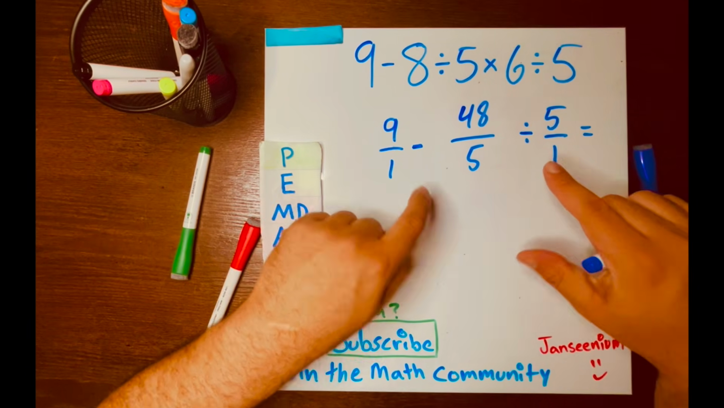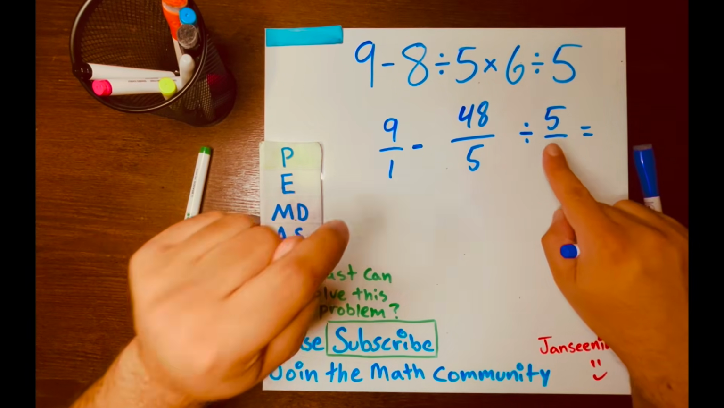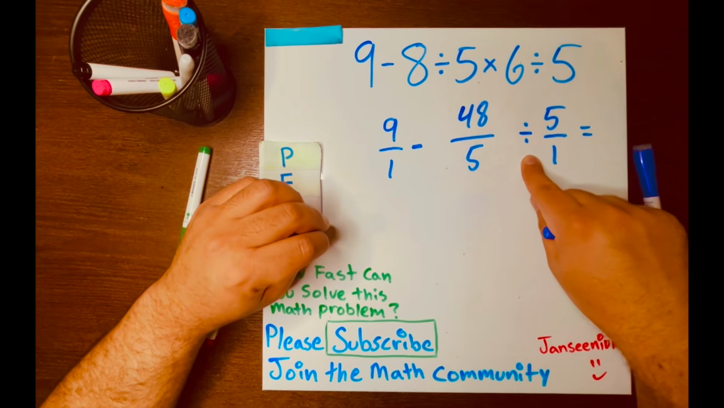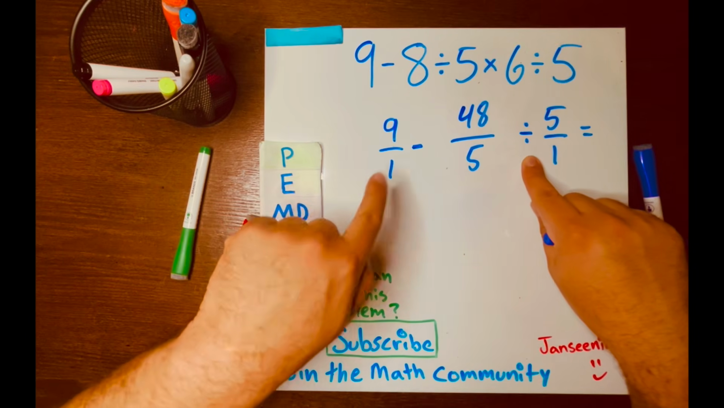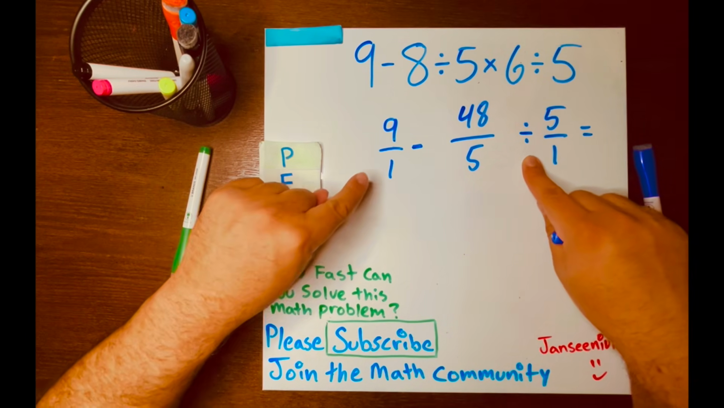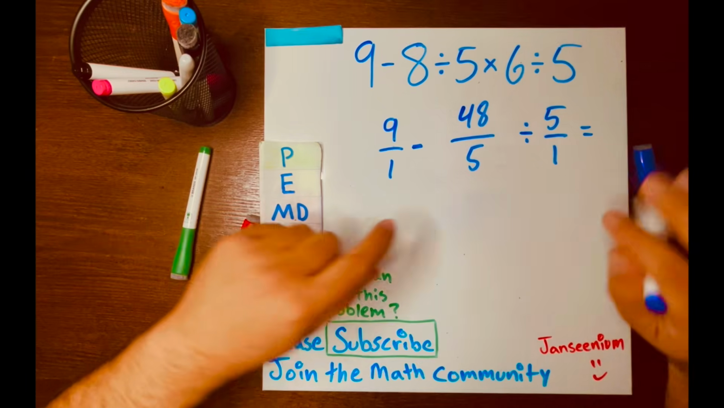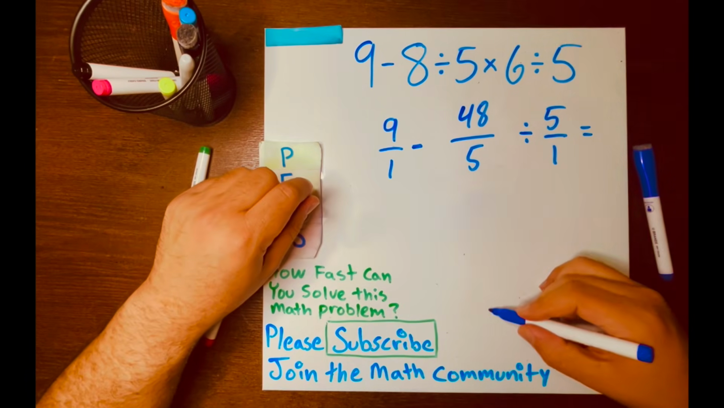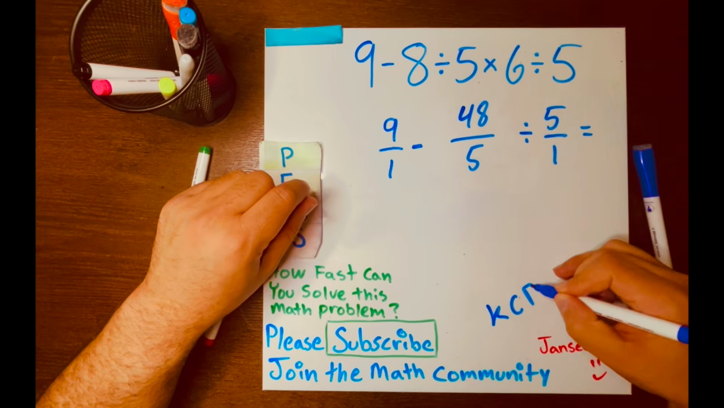Now you tell me, do I start with subtraction or do I start with division? If you picked division, you are correct. If you picked subtraction, you got it wrong. So notice that I'm dividing two fractions. So use the keep, change, flip rule.